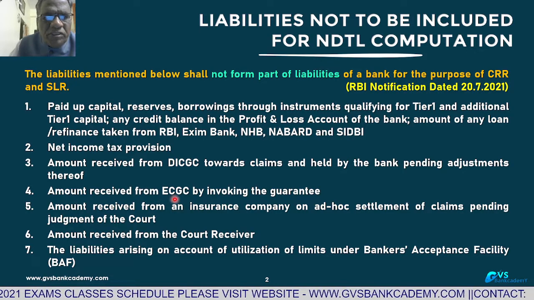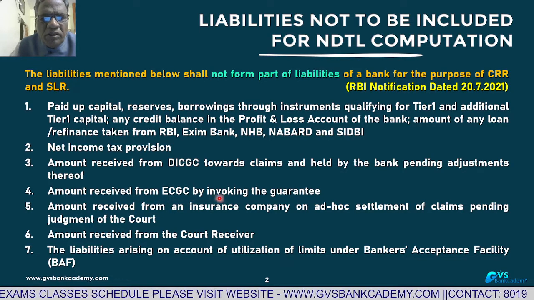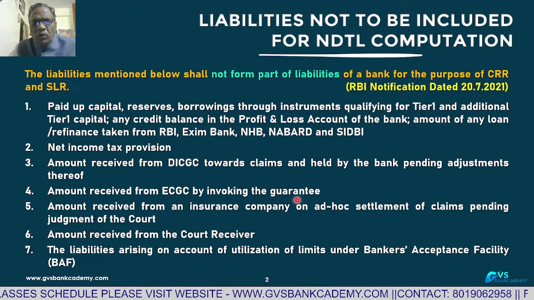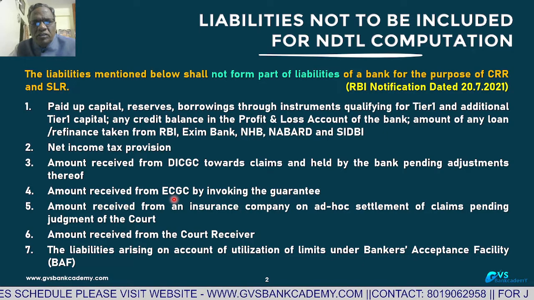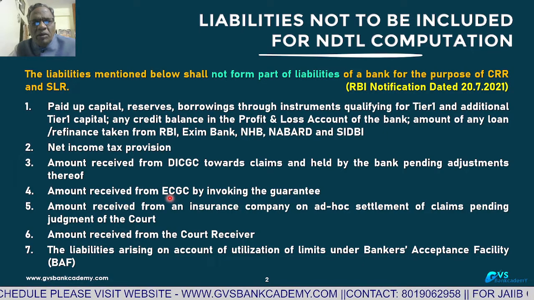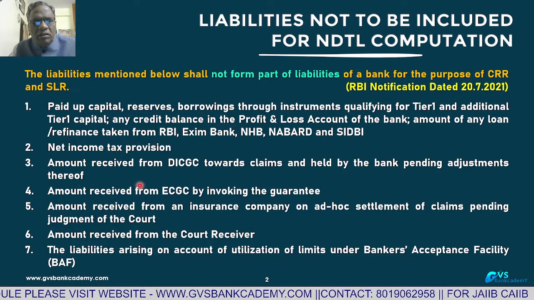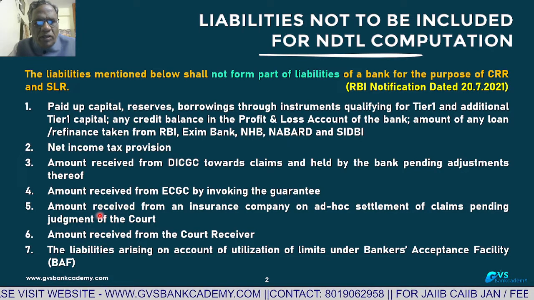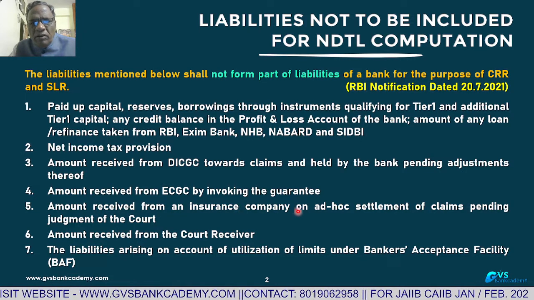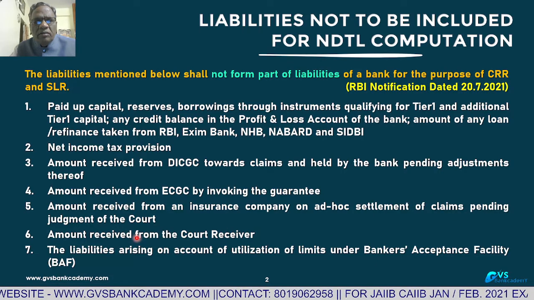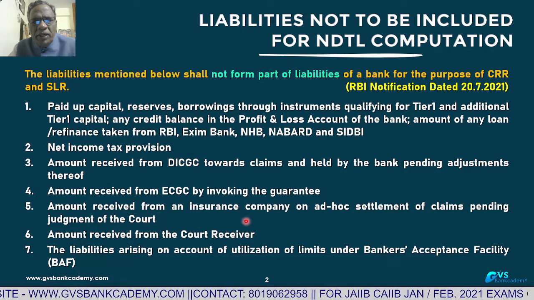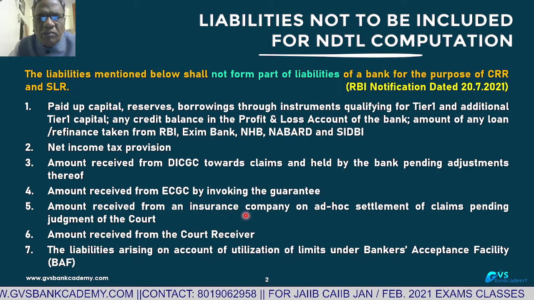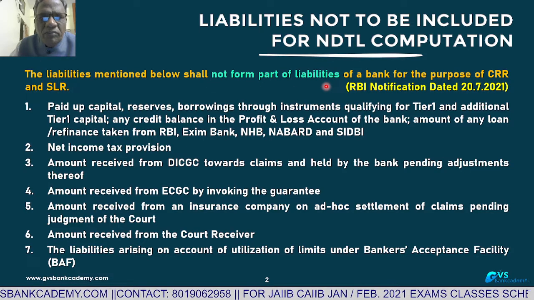Amount received from ECGC, Export Credit Guarantee Corporation, by invoking the guarantee in export related advances. Where credit guarantee is there from ECGC, after invocation we get the claim amount. That amount lying in the nominal accounts of current account is also not part of liabilities. Amount received from an insurance company on ad hoc settlement of claims pending, which was not finally adjusted in the borrower account, also does not form part of liabilities.